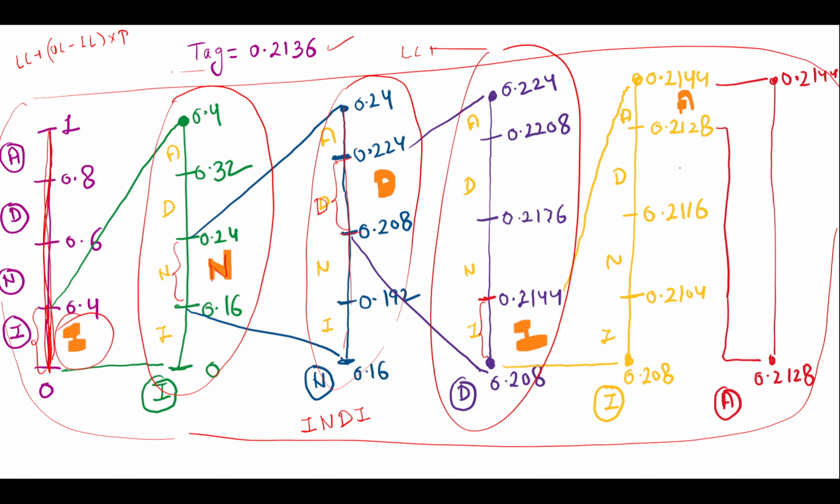Okay, so now in this stage, the tag value lies in the last range, so the last alphabet is A. Okay, so we get A. That is the sequence. We get this sequence from this tag value. Okay, so that is one method.